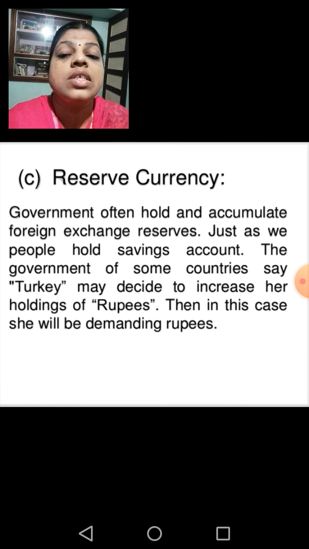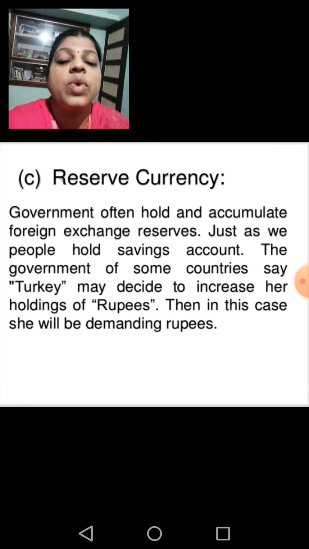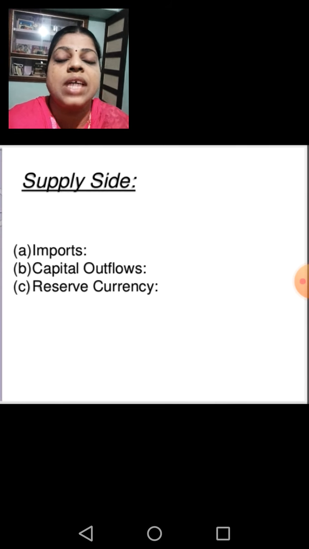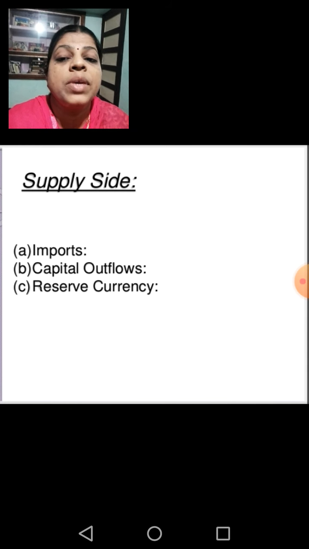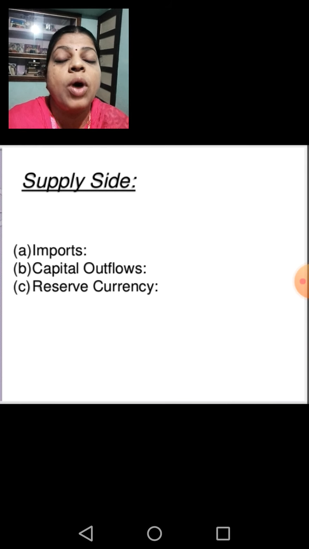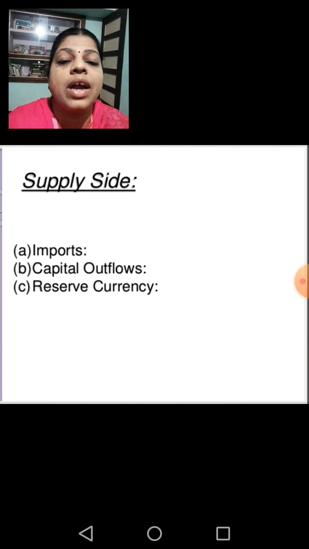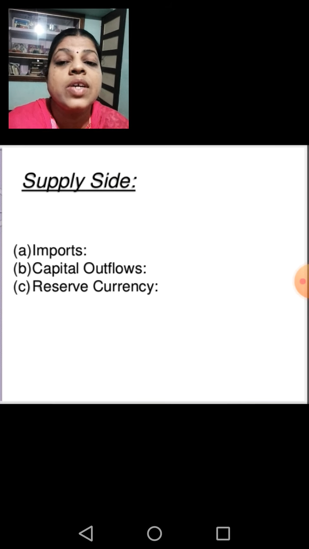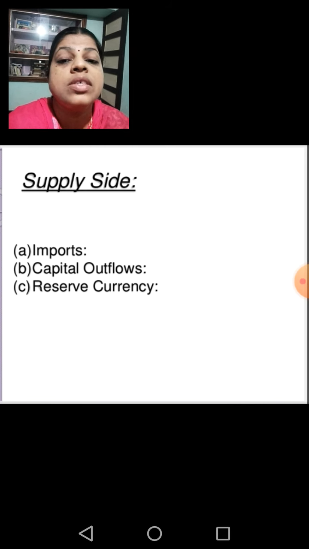So children, these are the three cases related to the demand side of the currencies. Next we will explain about the supply side. In the first case, we told about how the demand for the rupees arises, because other countries, if they depend upon our country, want rupees to make certain payments. In contrast, the supply side arises from our country.